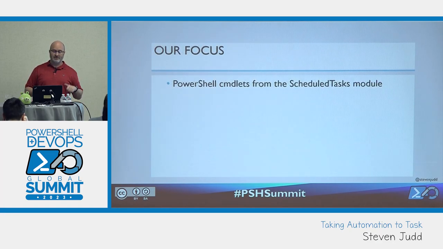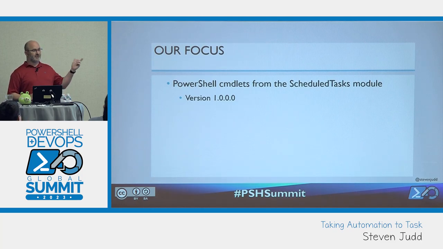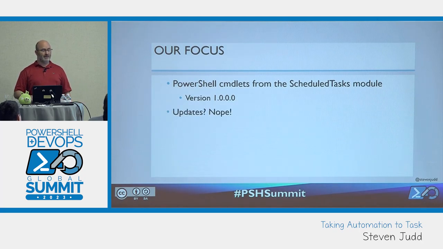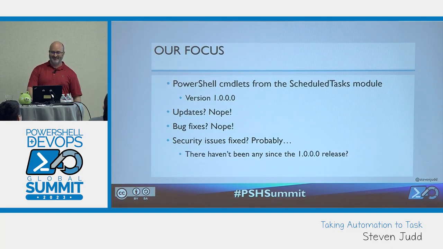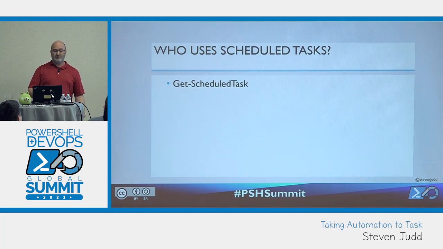All right, so our focus is the PowerShell cmdlets from the ScheduledTasks module. It's version 1.0.0.0, forever known here now as V1. Updates? Nope. Bug fixes? Nope. Security issues fixed? Probably, but how do we know? Still version 1. There haven't been any security fixes since 1.0.0.0? Yeah, whatever.